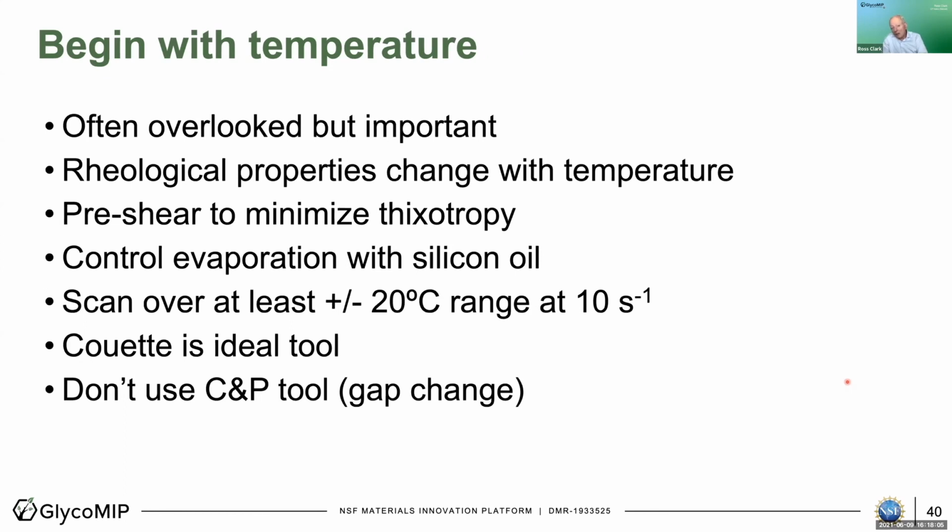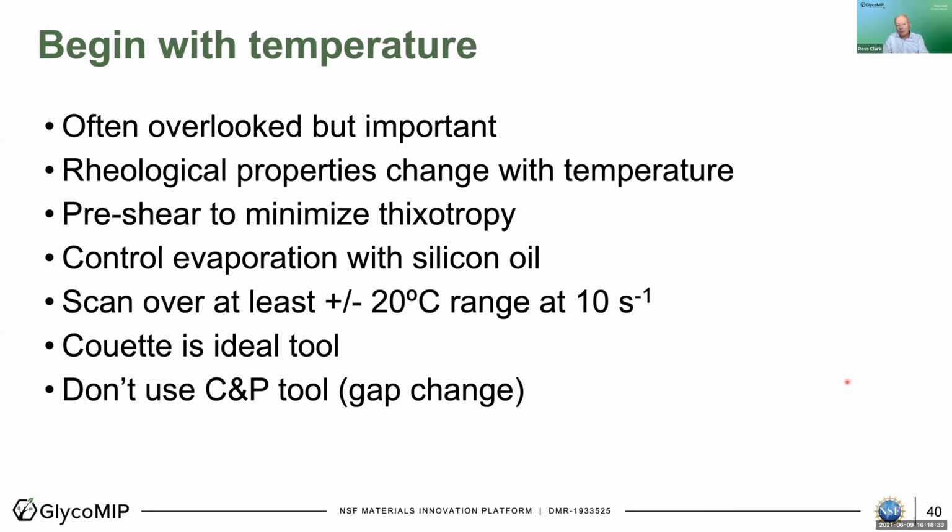So we always start with temperature because, of course, temperature affects all of these things. And who says that what you do at 23 degrees is going to relate to somebody using it at 37 degrees? So we need to measure that because we know rheological properties change with temperature. You need to pre-shear. That is, if there's any thixotropy in your sample, shear it for a minute or two before you begin your temperature ramp test.